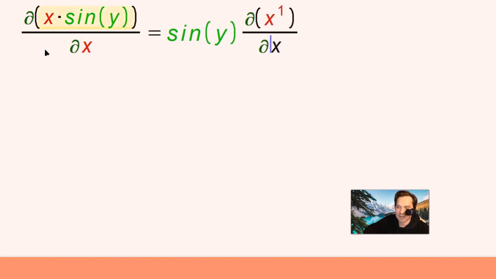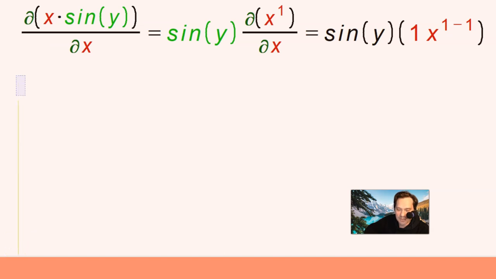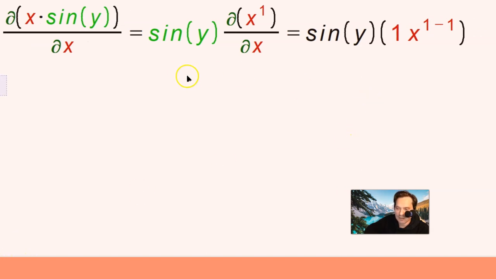And then with respect to x, you see how those x parts are the same? So that means you've got to leave that. You cannot take this x to the first out of the differentiation symbol. So then you have sine of y, and then you differentiate by the power rule. So it becomes 1x raised to the 1 minus 1. So the red part is the power rule that you've seen before, I'm sure, in lower level classes like Calculus 1.